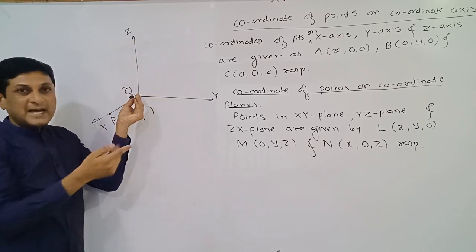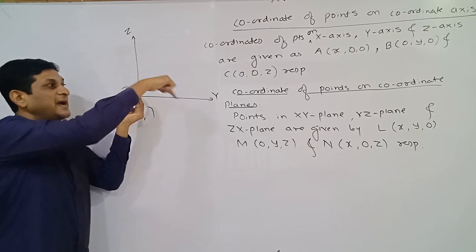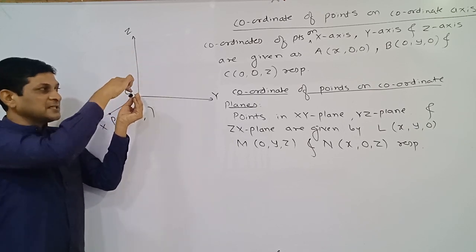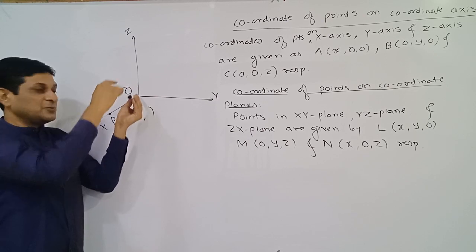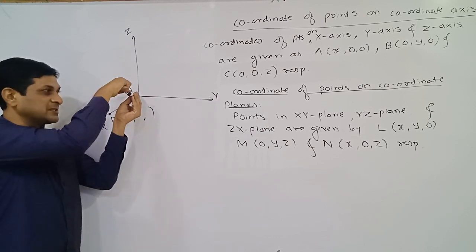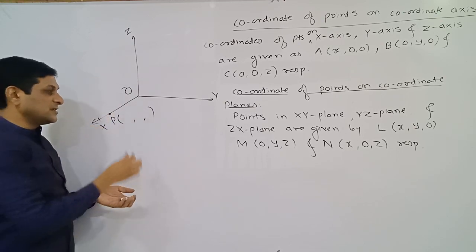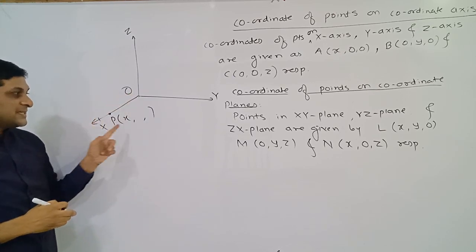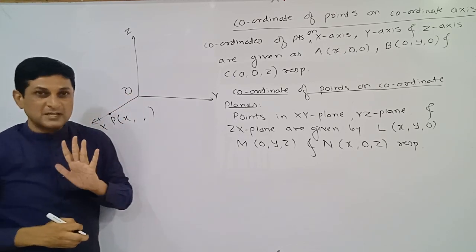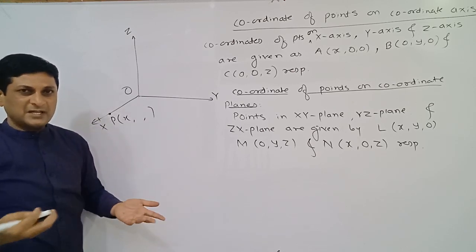The point is not in the YZ plane, and this distance, x coordinate, means what? Distance from this YZ plane. Let us suppose that this distance is equal to 2 units. If the point lies on the x-axis, then we can say that if this distance is 2 units, the x coordinate will be 2 units. But in general, we denote the x coordinate by x. So if the point lies on the x-axis, its x coordinate will be x. Now x may be 2 units, 3 units, 4 units, 5 units, any real number.